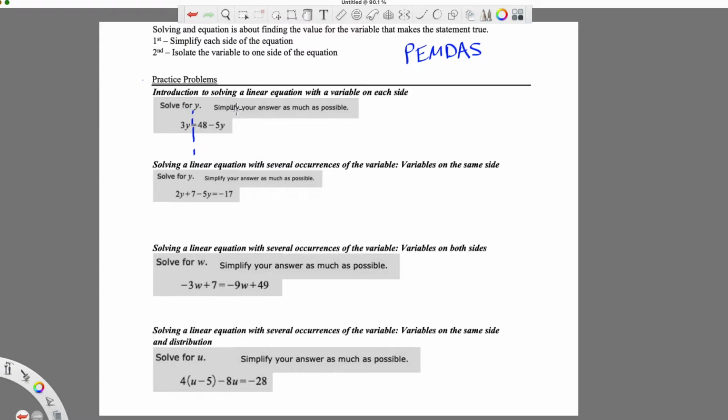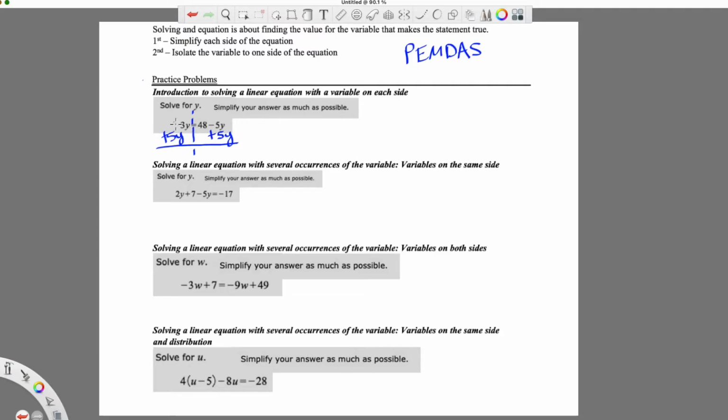So let's go ahead and bring the variables to one side. I'm always aiming for positive if I can. With this one, 3y is already positive, and negative 5y is negative. So I'm going to bring that negative 5y over to the other side. I'm going to take it from the right side and bring it to the left side. So I'm going to do the opposite operation. Since it's negative, I'm going to do positive on both sides, like that. I'm going to actually write it over here.